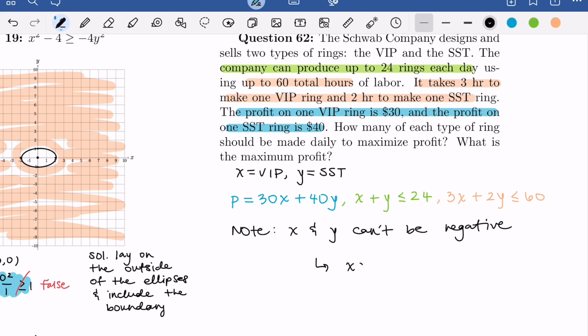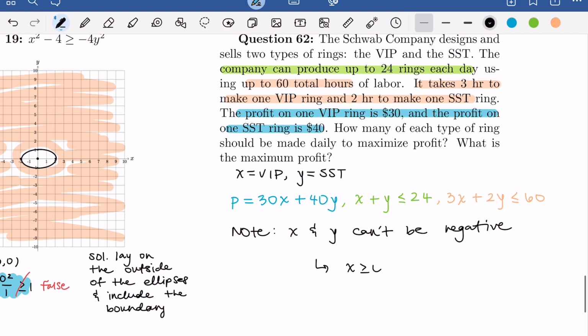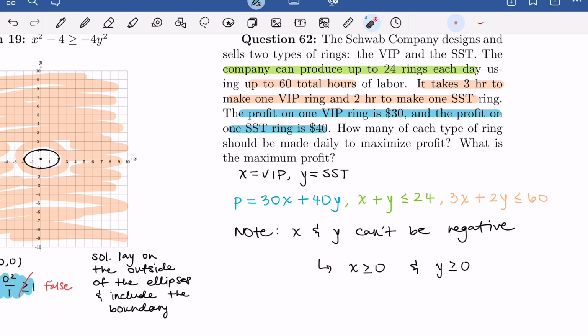Our x is going to be greater than or equal to 0, because we could produce 0 VIP rings. And similarly, we're going to have y greater than or equal to 0, because we could also produce 0 SST rings. So from here, what we're going to want to do is graph all 4 of these inequalities.